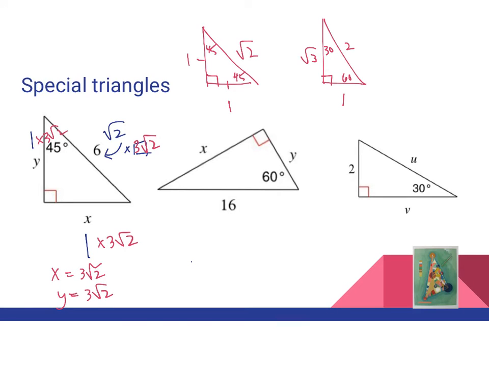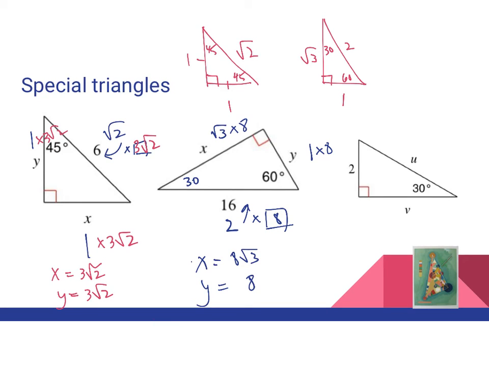Okay, the second question is the 60, 30, 90 triangle. And so this is a 30. If that's 30, then this was 2. This was 1 in the original triangle, and this is root 3. So 2 became 16. How did 2 become 16? I multiplied it by 8. So then I need to multiply these ones by 8 as well. So then x equals 8 root 3 and y equals 8.